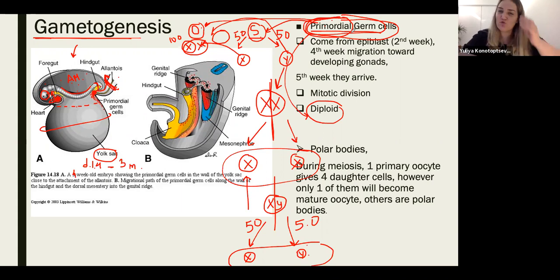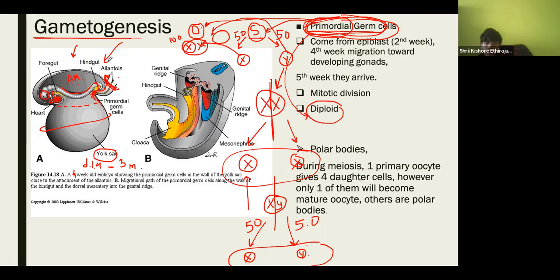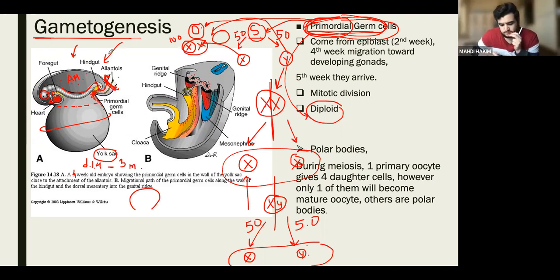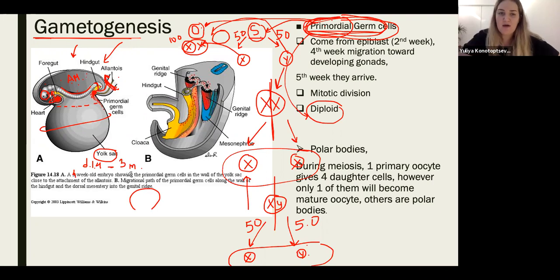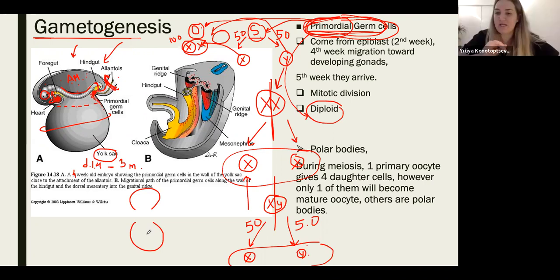The next thing that we need to talk about is, where do PGCs come from? We constantly have to ask ourselves, where does a thing come from? How old was this embryo? 4 weeks old. Let's draw an embryo which is 2 weeks old. How do we call the top cavity? Amniotic. It will always be at the top. How do we call the bottom cavity? Yolk sac. It's always at the bottom.